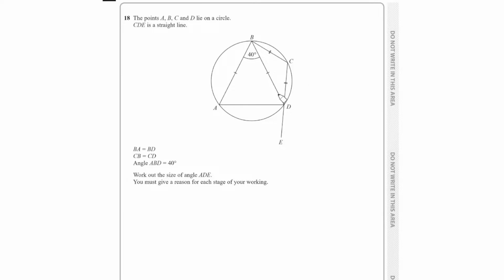BA is equal to BD, which means it's isosceles. CB is equal to CD, also isosceles. So we've got 2 isosceles triangles. They've given us a starting point of 40 degrees for this angle up here. Work out the size of angle ADE.